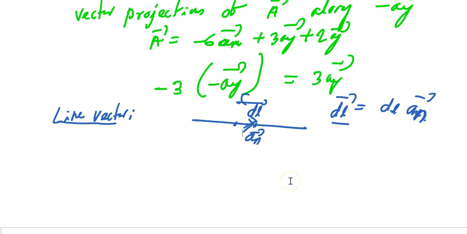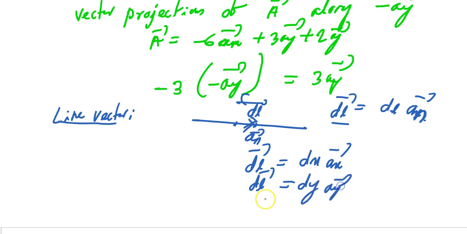For example, what is the differential line vector along the x-axis? So dl along the x-axis will be dx ax, along the y-axis dy ay, similarly along the z-axis dz az.